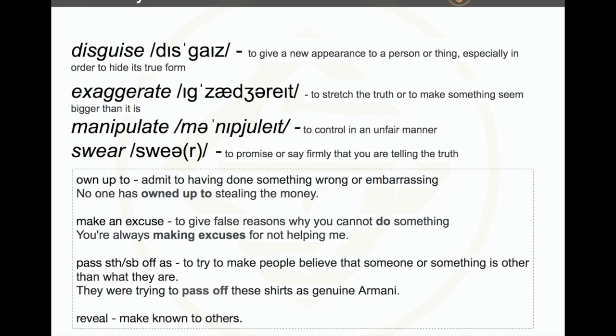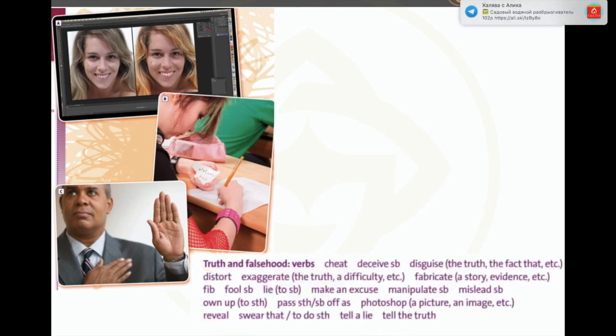So the last one is reveal, to make known to others. So she revealed. I am sure you already heard about this in most of the video blogs or vlogs. Usually this is like revealing that someone is something. Okay. Now let's go back to the pictures, and here's another word.